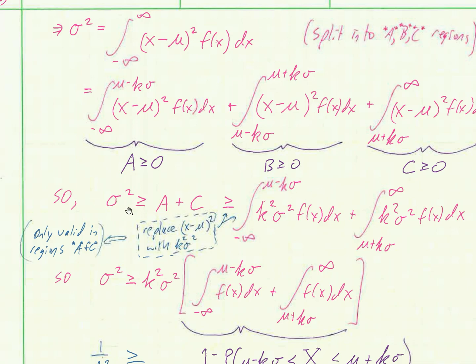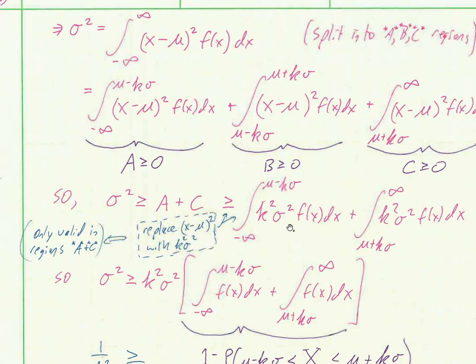Okay, so we can say that the variance is A plus B plus C, or we can say it's bigger than A plus C, right? Because all we're doing is canceling out what B is there, right? We then, in these regions, are free to replace x minus mu squared with k squared sigma squared. This is only valid in this A and C regions for these two terms. We've thrown out the B term by saying the variance is greater than or equal to this. Thrown out the B region. We're only limiting ourselves to the A and C region.